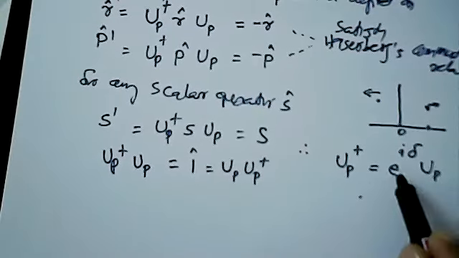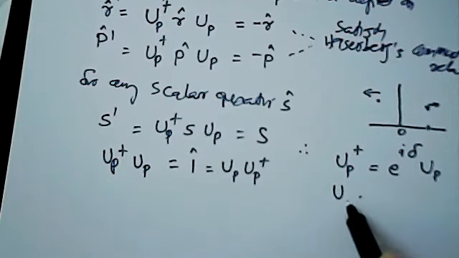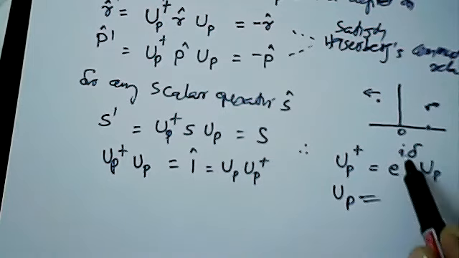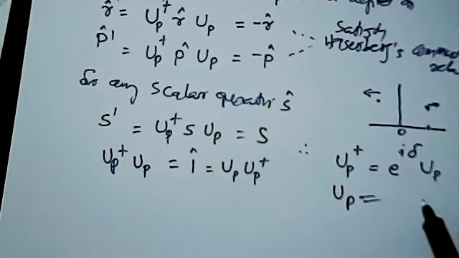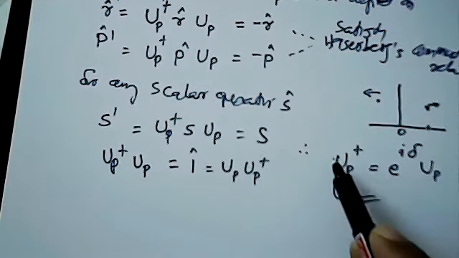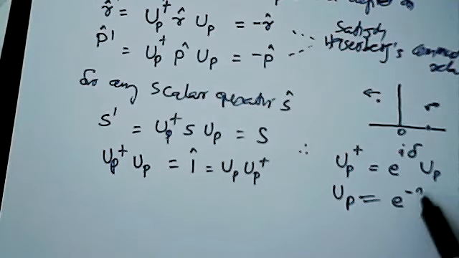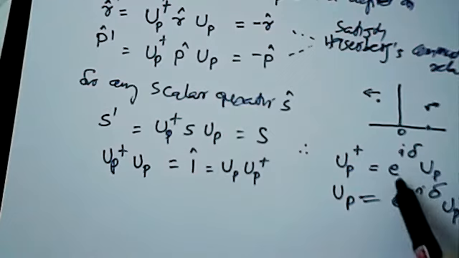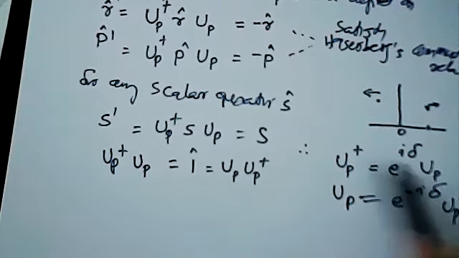From this you can do one thing: you multiply with e to the power of minus i delta on both sides, on the left side. So here it becomes 1, so you can write UP equal to e to the power of minus i delta UP dagger. You multiply with e to the power of minus i delta here and here, on the left side, on both sides. So here it becomes 1, here it becomes e to the power of minus i delta.